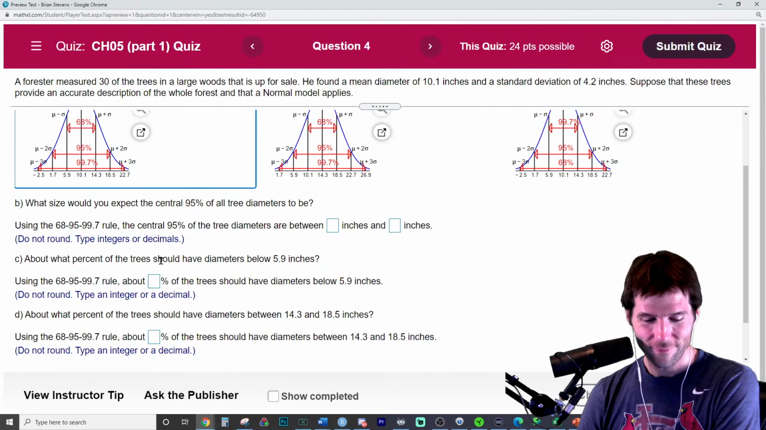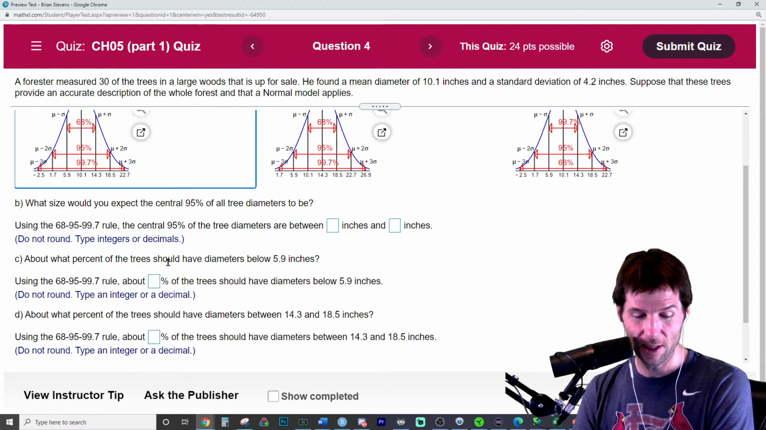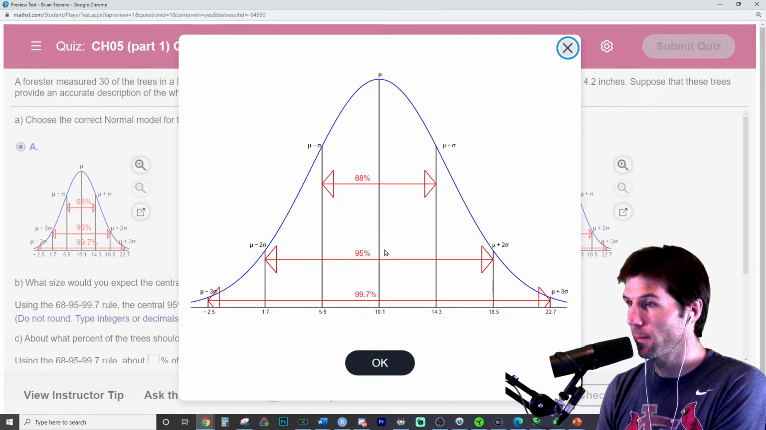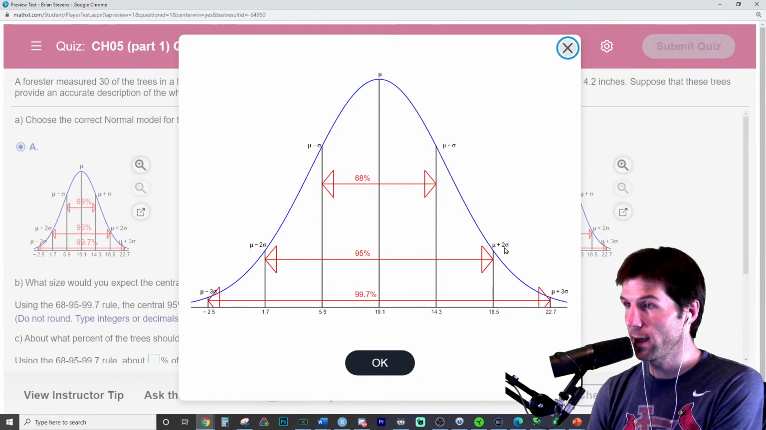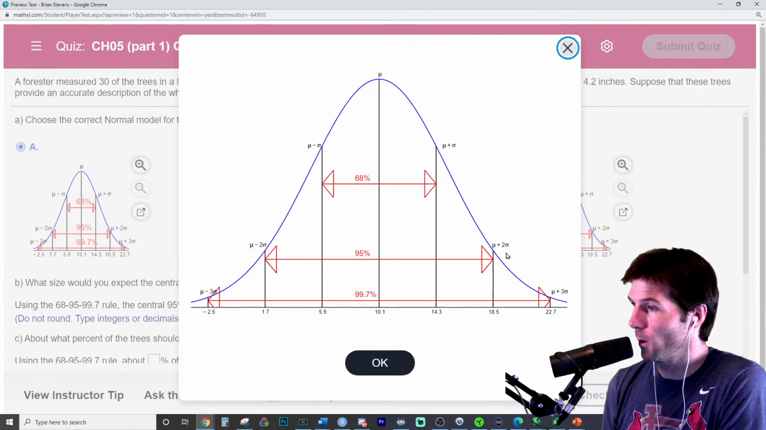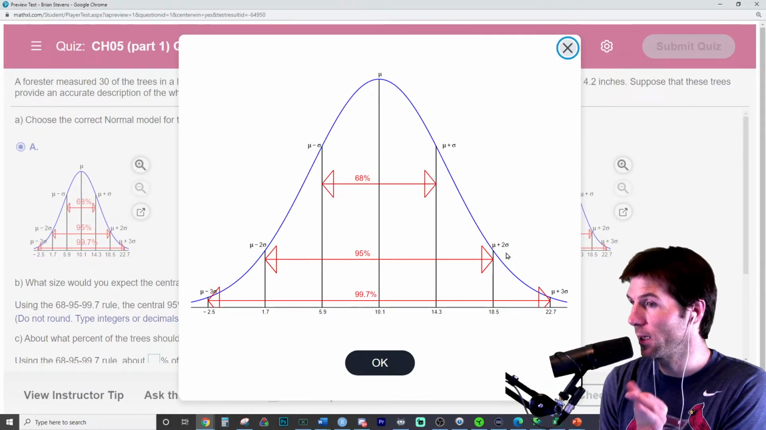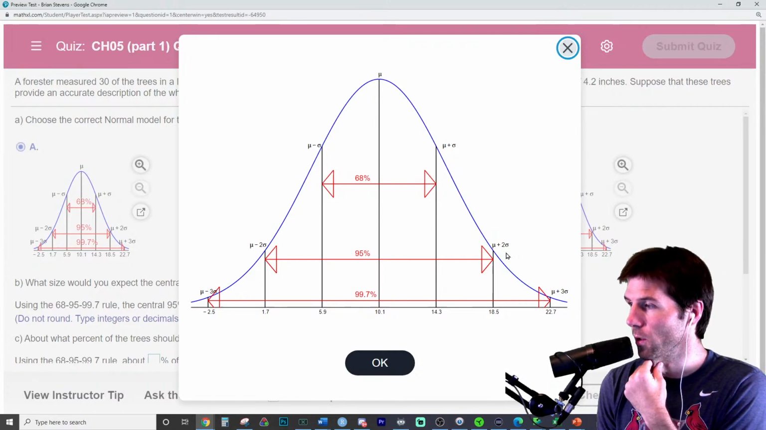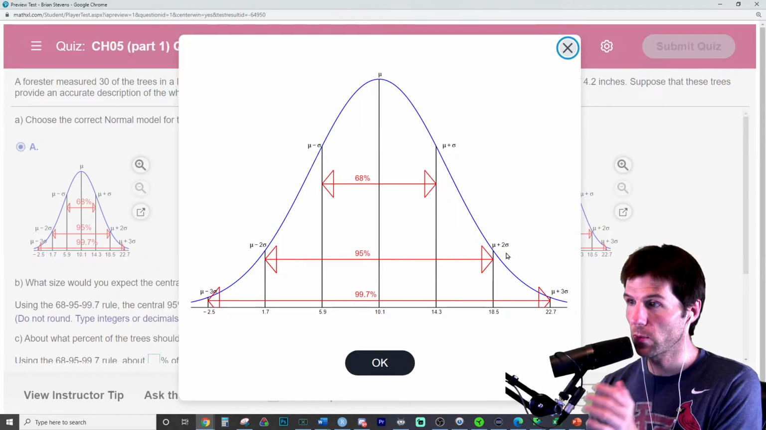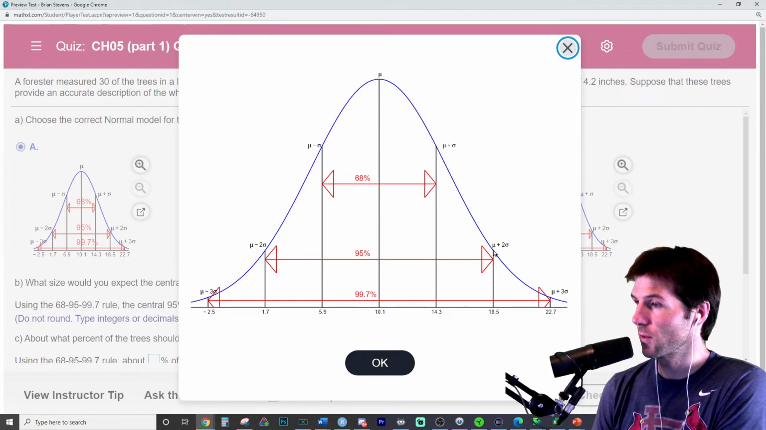Let's do everybody. Okay, what size would you expect the central 95% of trees to be? So the 95% of trees are within plus or minus how many z-scores? The central 95% of trees are within plus or minus what? Good question right here. The middle 95% of trees are within plus or minus how many standard deviations? This is where we need to know our 68, 95, -2 and +2.